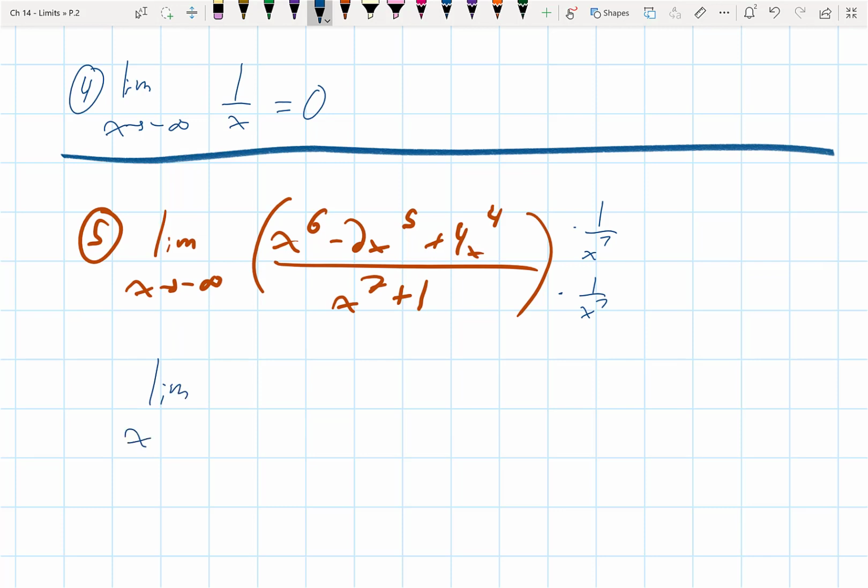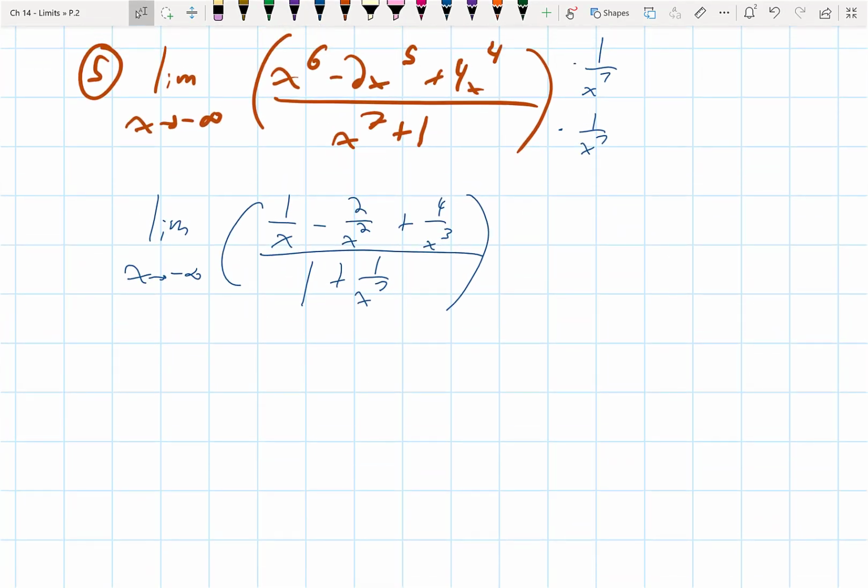So we still have the limit as x approaches negative infinity. But I'm going to change x to the 6th times 1 over x to the 7th is 1 over x, minus, this becomes 2 over x squared plus 4 over x cubed, over 1 plus 1 over x to the 7th. Now, which of those pieces now has a limit as x approaches negative infinity that gets you to 0? Which ones?